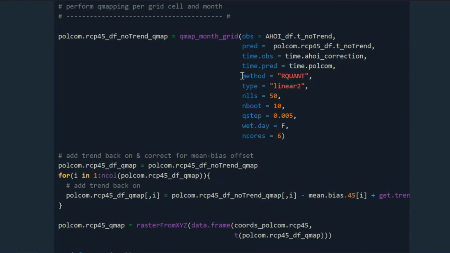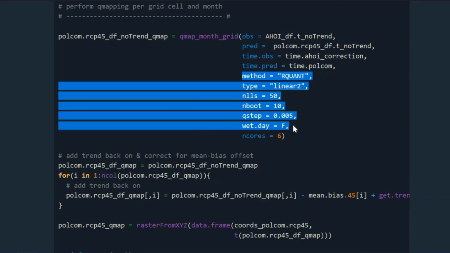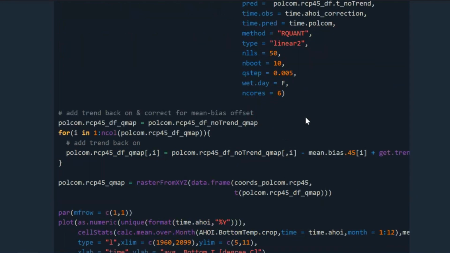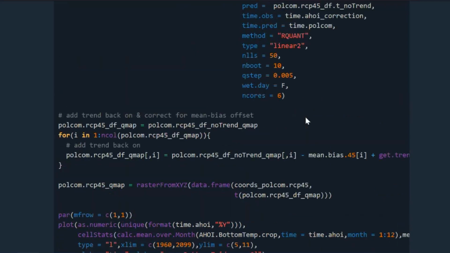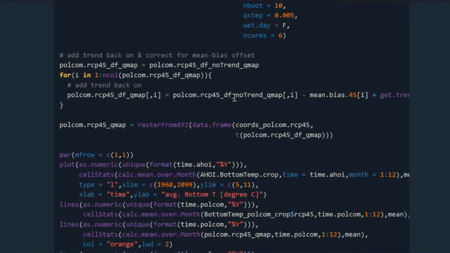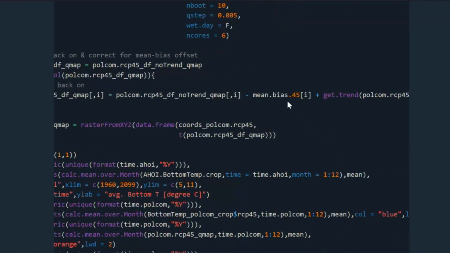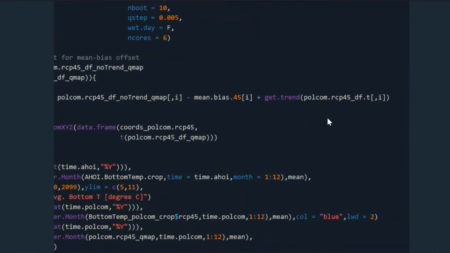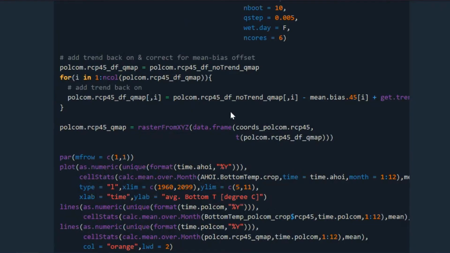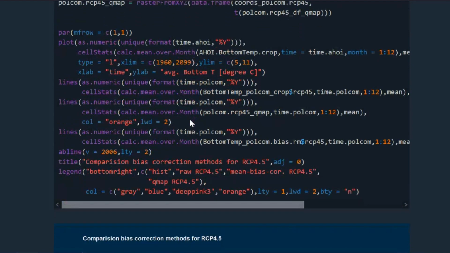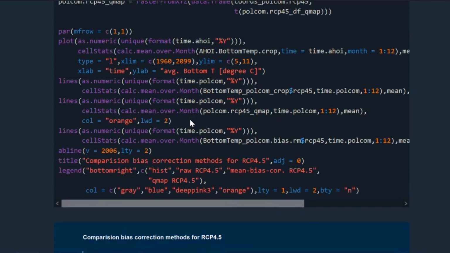And those are function arguments that are passed to the internal quantile mapping function. And then when we calculated this one, we can add the trend back on. So here, I remove the mean bias, right? And then I add the trend back on and calculate the quantile mapping. And this is it for the RCP-45 dataset already.